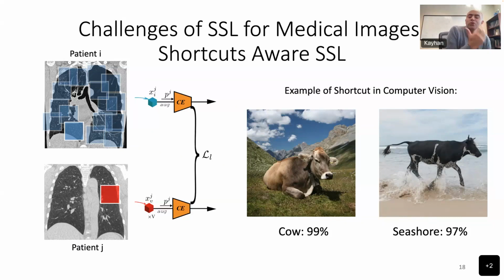To give you an example of a shortcut, just for the sake of introducing the notion, let's say that you are developing a method that is trying to identify whether there's a cow in an image, and most of the images of cows have a green background. So if you have a cow on some perhaps strange background, let's say a seashore, the model will not identify it because it has learned to focus on the background.